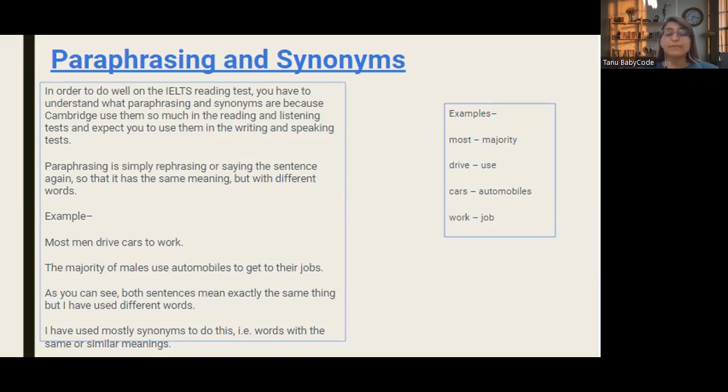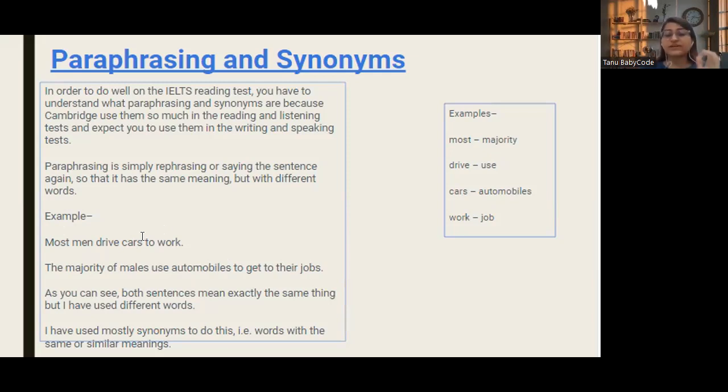Paraphrasing means simply rephrasing or saying the sentence again, so it has the same meaning but different words. Paraphrasing means when you rewrite a sentence with different words, but the meaning is the same. For example, most men drive cars to work. Now, how are you going to rephrase it? You are going to change the words to synonyms. Most has been changed to majority. Men, males. Cars, automobiles. Work, jobs.